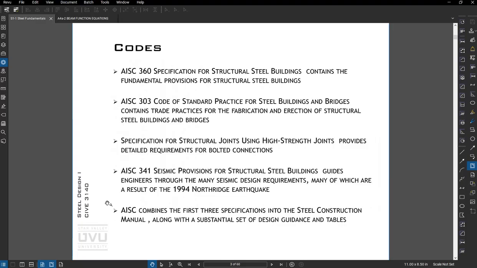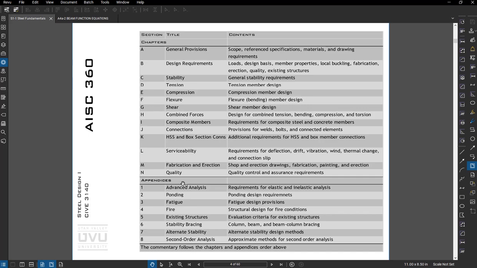All right, various codes for the design of steel in the U.S. This AISC 360 is what we'll focus on the most. 341 gives us seismic guidelines, and then there's some other things that we use. Here's a basic outline of AISC 360. It's important that you get this book for this class, as it'll flesh out all the notes that I give you.